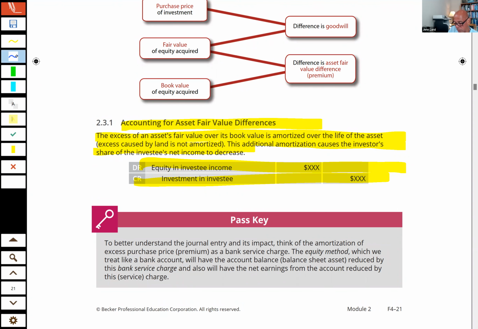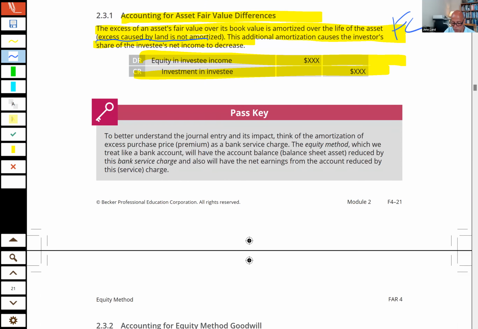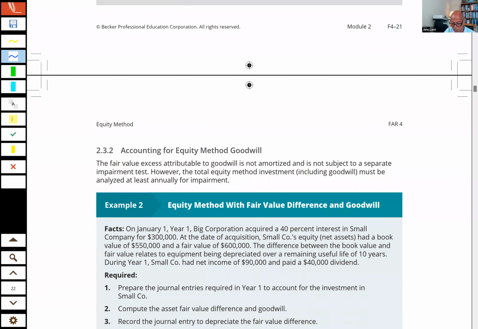If we're saying those assets had a higher fair value, then our portion of the income is going to be reduced by the additional amortization or depreciation that was taken on that asset. And again, it doesn't happen with land. So let's look again at a numerical example.